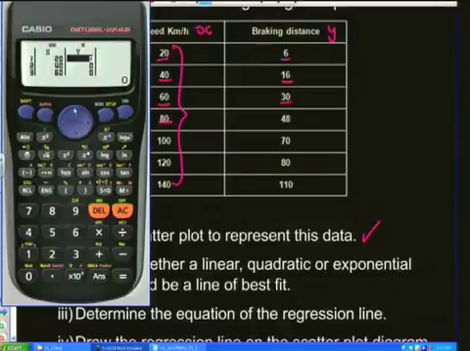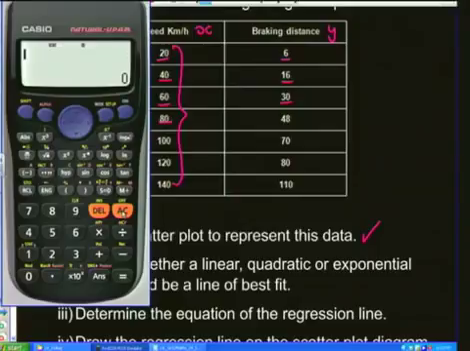Okay, so on the other side, on the y values, we have got a 6, we have got 16, we've got 30, we have got 48. We've got 70, 80, and 110 equals. Okay, right. Okay, sorry. So now we've got all our data into our calculator.